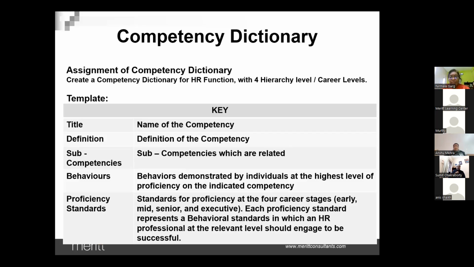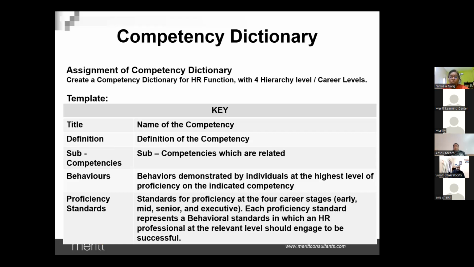Now, the template, how you have to do it, is to use an Excel format. One person will share it in the group. The others will help that person to document it. So while you are using the Excel format, use this title. That means now you are doing it for a particular function, which is HR, because you are very familiar with HR. There are 6 participants. One is at the top level, career level, and there are people at the middle and also senior level.